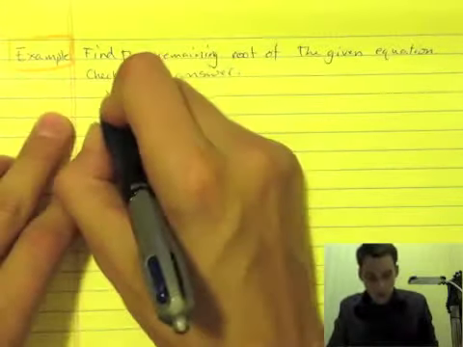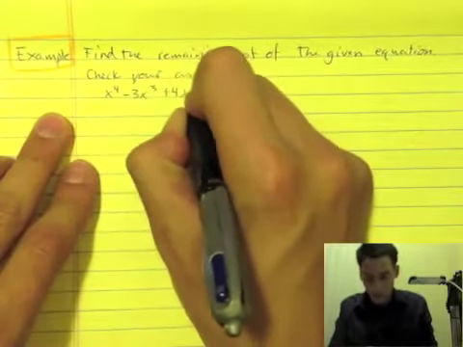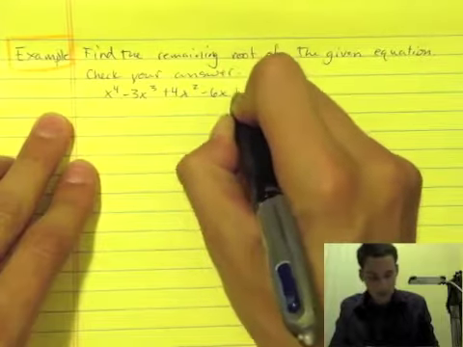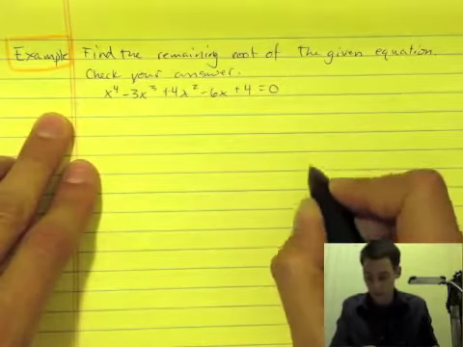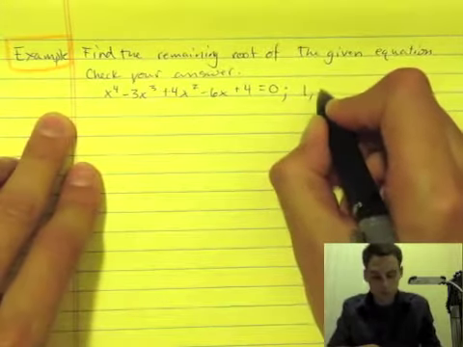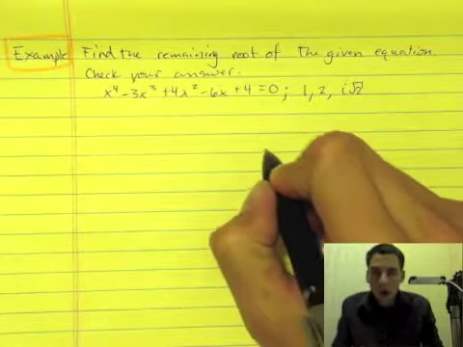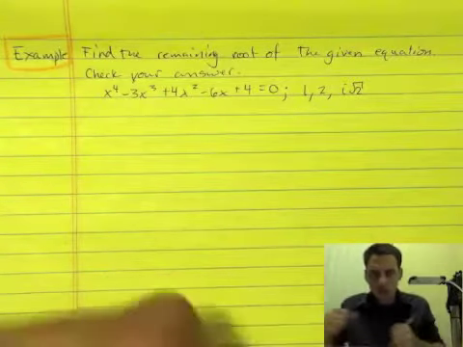So the given equation will be x to the 4th minus 3x cubed plus 4x squared minus 6x plus 4 equals 0. And the given roots are 1, 2, i root 2.